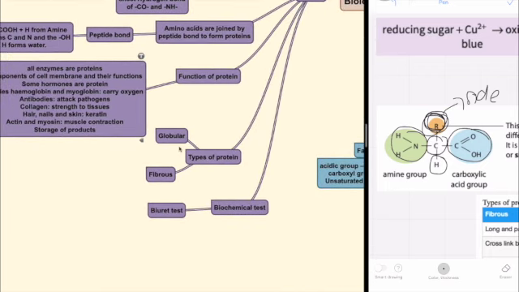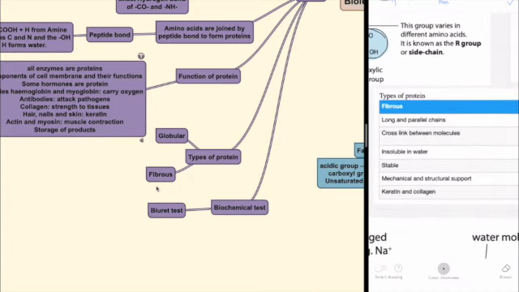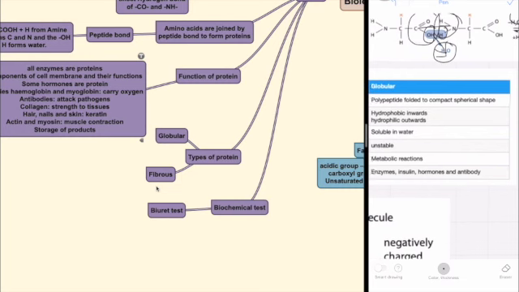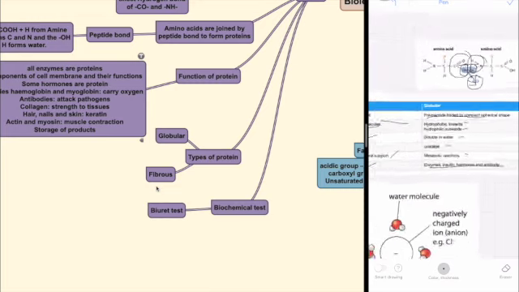We have two types of protein, which are globular and fibrous. So these fibrous protein are long and parallel chain. They have cross link between molecules. They are insoluble in water. They are stable. They have mechanical and structural support, and they have keratin and collagen. For globular, they are polypeptide folded into compact spherical shape. The hydrophobic are inwards, hydrophilic are outwards. They are soluble in water. They are unstable. Metabolic reaction takes place, and the examples are enzyme, insulin, hormones, and antibody.